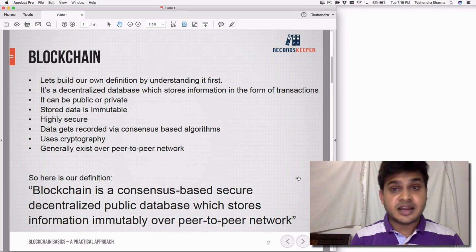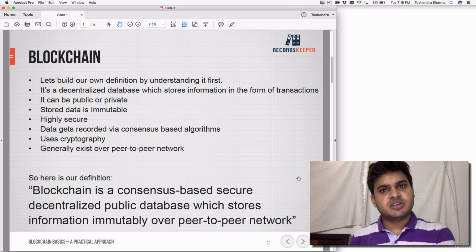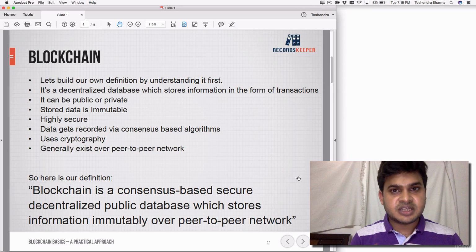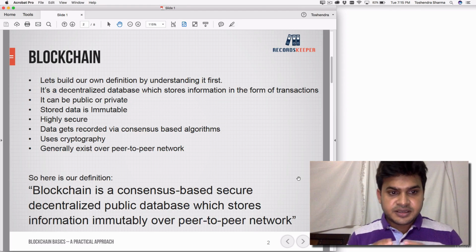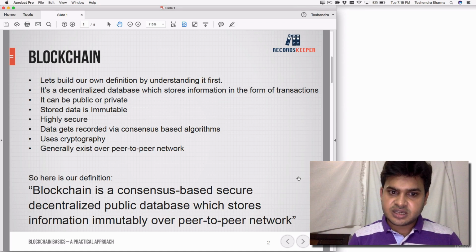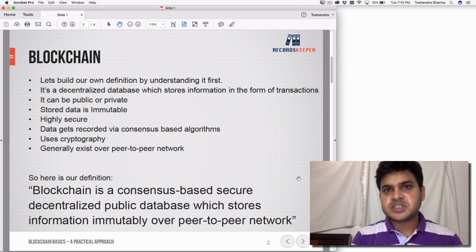And it is highly secure. Why? We'll again talk about it in the security lecture. But yes, it is highly secure, more secure than traditional storage. The data gets recorded via a consensus based algorithm. What are consensus based algorithms? Again, we'll talk about it later on, but yes, there is a proper method using which the data is generally being stored.